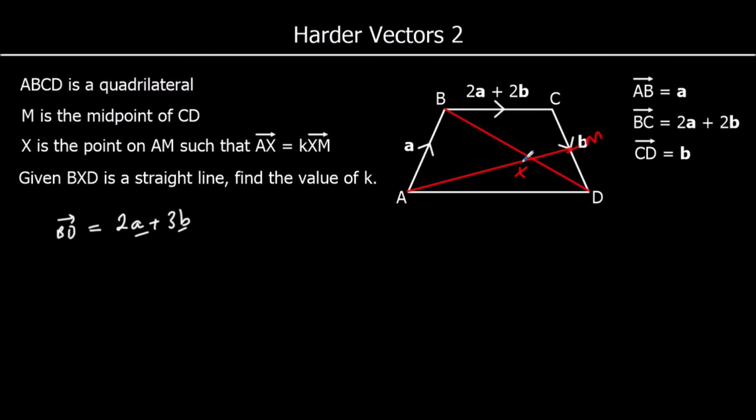And we want B to X. So let's go A to M first. A to M is a plus 2a plus 2b plus half of ab. So a, 2a plus 2b, half ab. So that's 3a's and 2.5 b's. So 5 over 2 or 2.5.